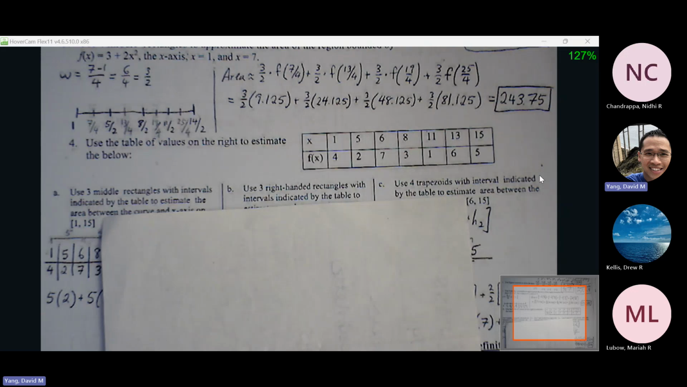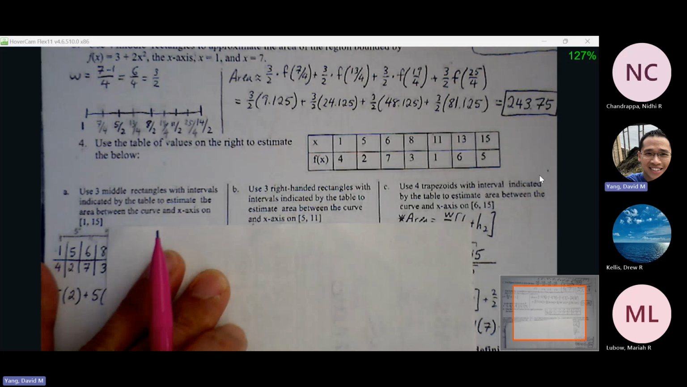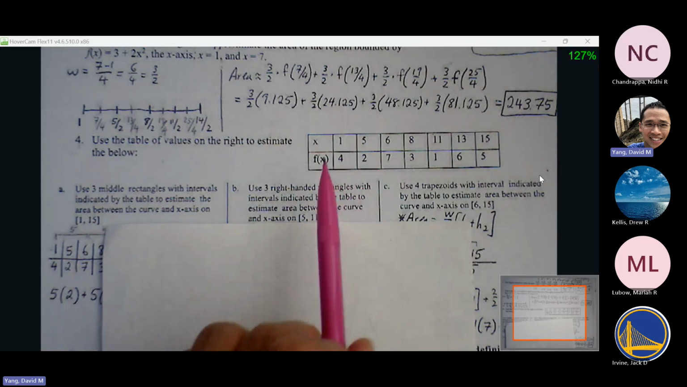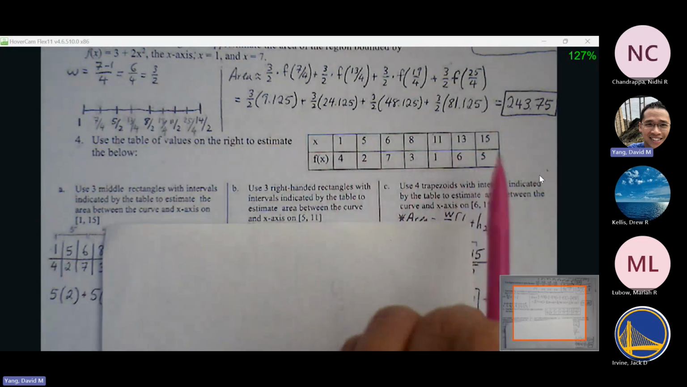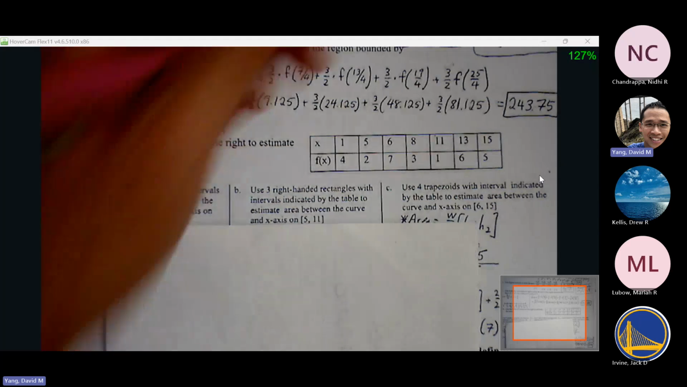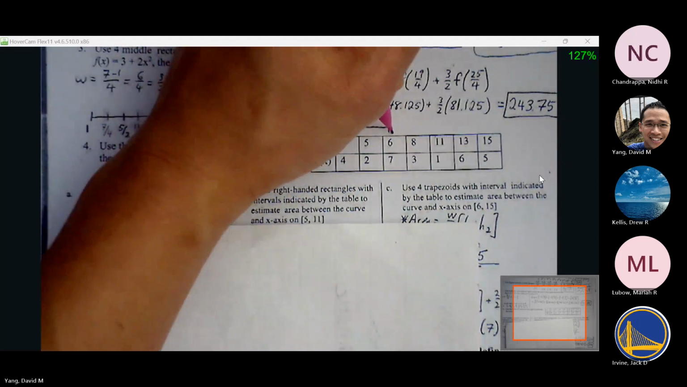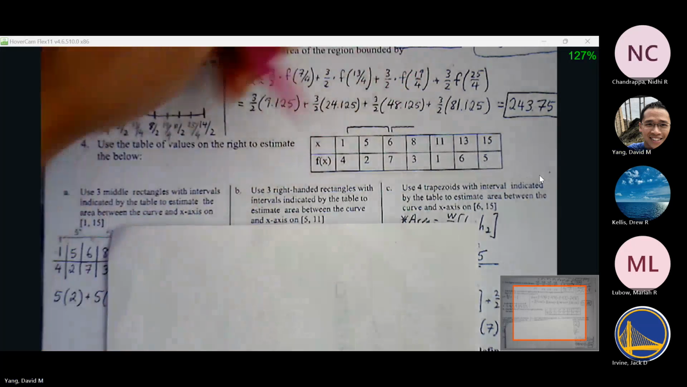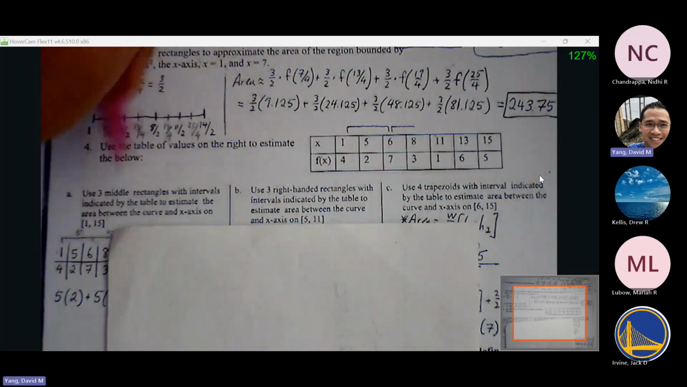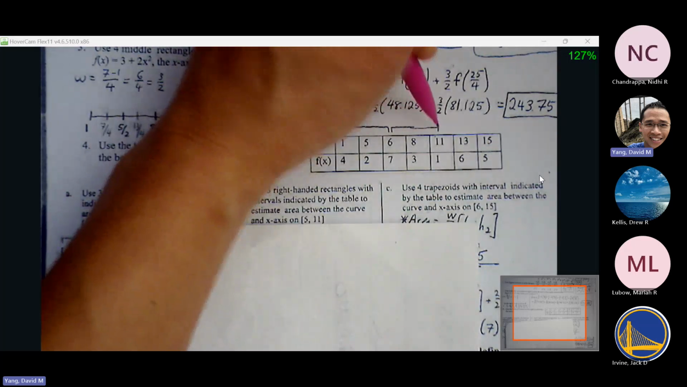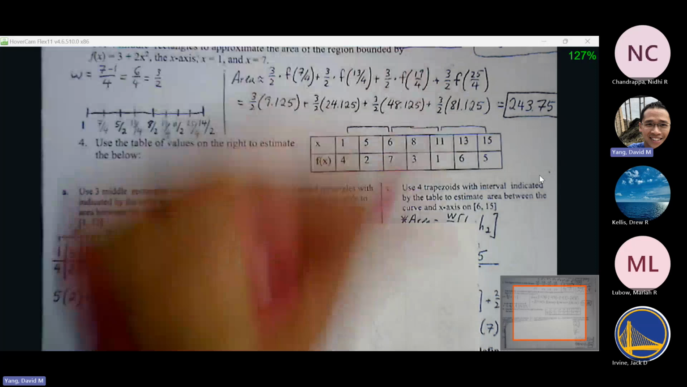Any questions with 3? Okay, so number 4, use 3 middle rectangles to estimate the area between the curve and the x-axis from 1 to 15. So we have to break up the interval from 1 to 15 into subintervals. I'm sorry, 3 rectangles, 3 intervals: 1 to 6, 6 to 11, and then 11 to 15.